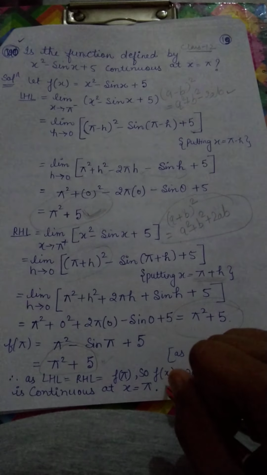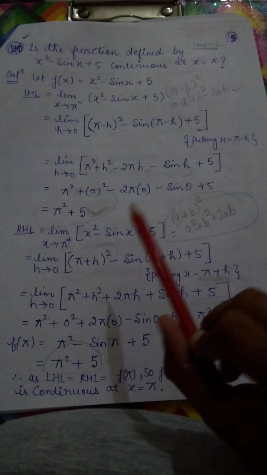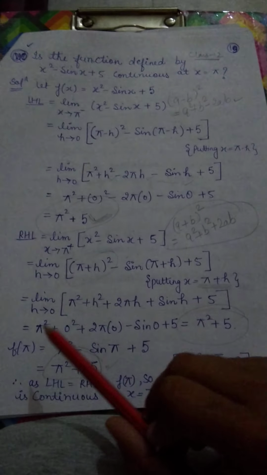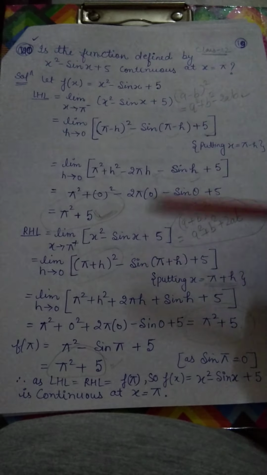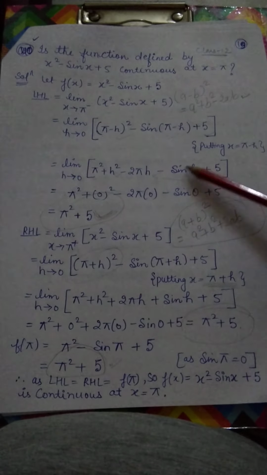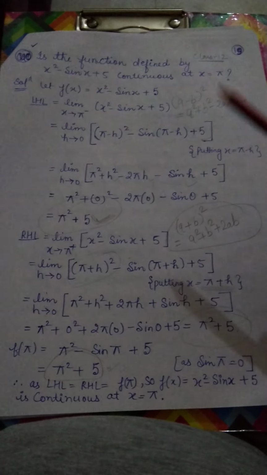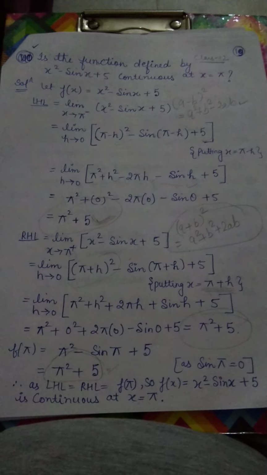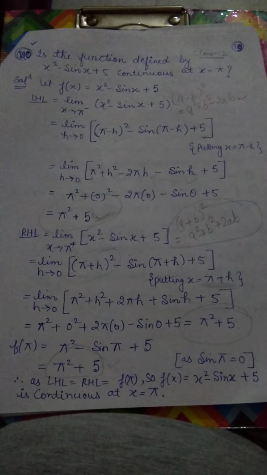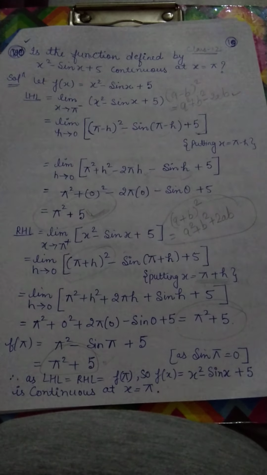Clear बच्चे? Once again I am telling, first of all we will find out LHL, then we will find out RHL, then we will find out f pi value, then we will compare all the three values. If all three are the same, we write it is continuous. If we find that any of these is not the same, we have to write it is discontinuous.